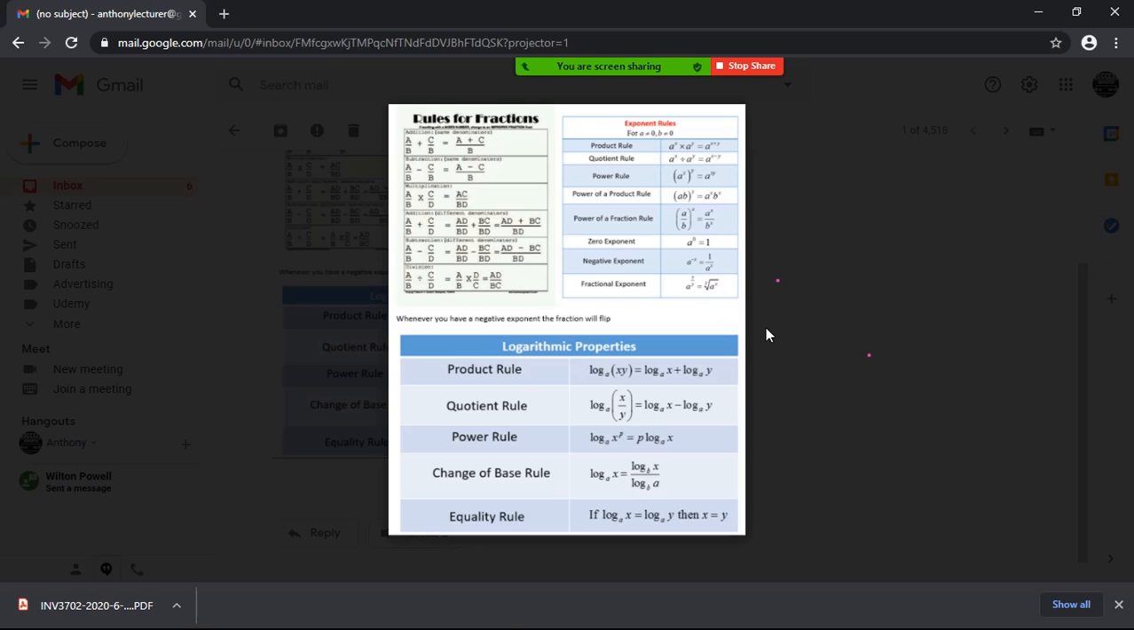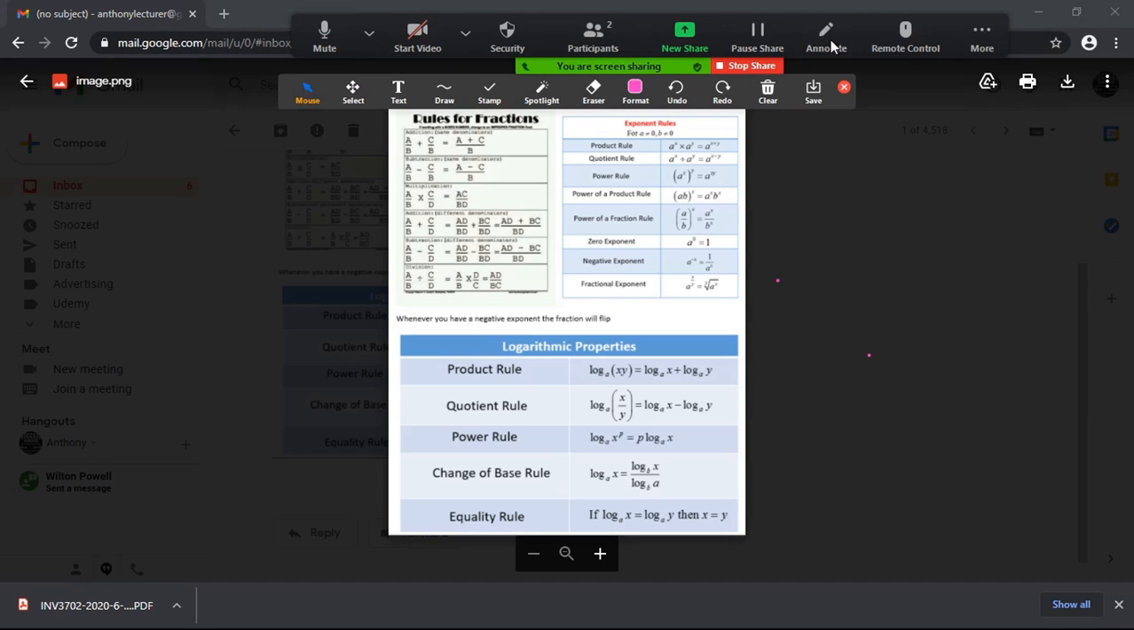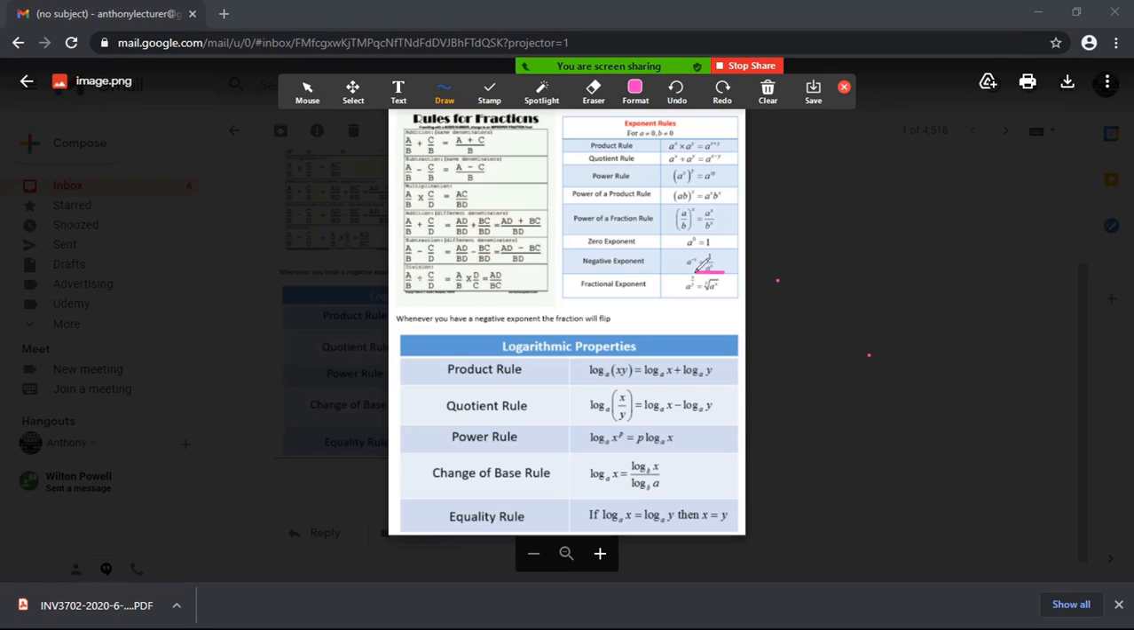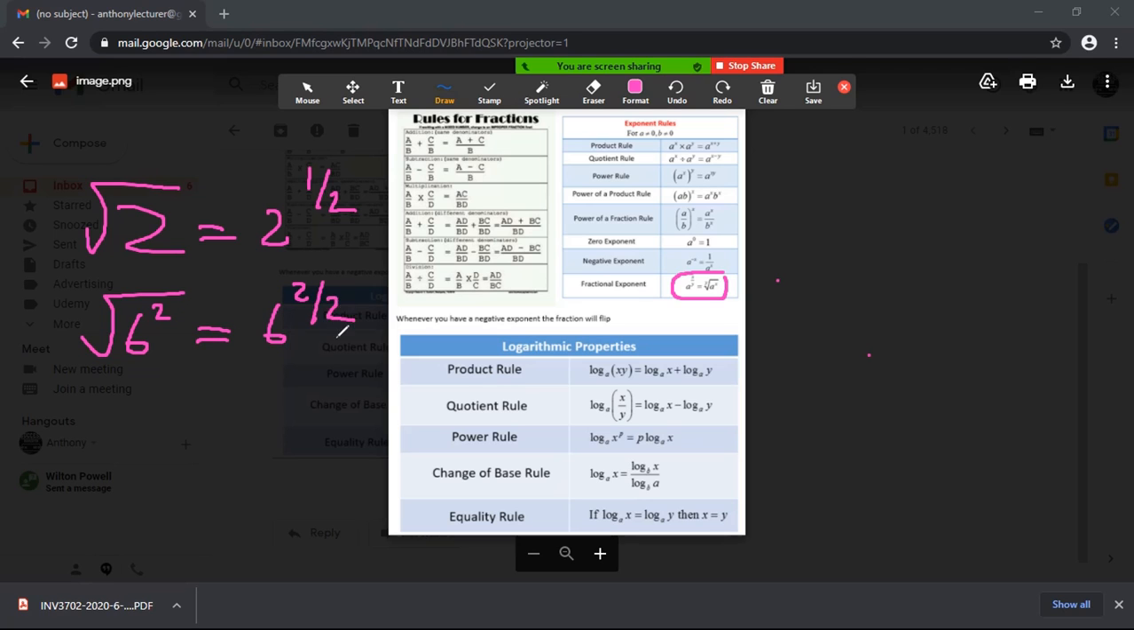Where's my writing tools? Okay, here. Just to show this one, if I had root 2, root 2 would be the same as 2 to the half. If I had square root 6 squared, that would be the same as 6 to the 2 over 2. When there's no 2 here, it's invisible.